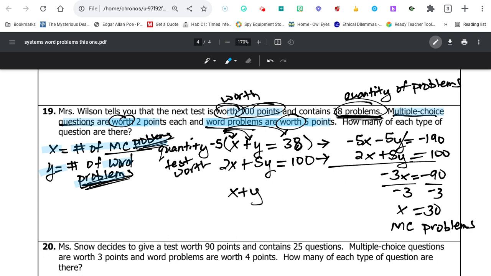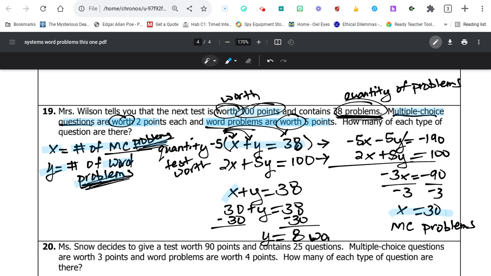But if you want to show that using math, I'm going to use this equation here, and I'm going to change x to 30. So 30 plus y equals 38. Everybody knows when you subtract 30 from both sides, or 30 plus 8 gives you the 38. So 8 word problems on the test. And that's all you do.